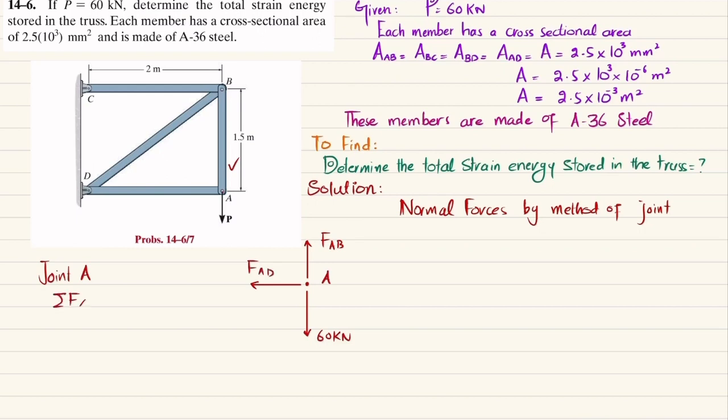The first equation of equilibrium is that the sum of all forces along x direction must be equal to 0, and force in this direction is taken as positive. So minus FAD, there is no other force, is equal to 0. It means that FAD, the force member AD exerts on point A, is equal to 0.